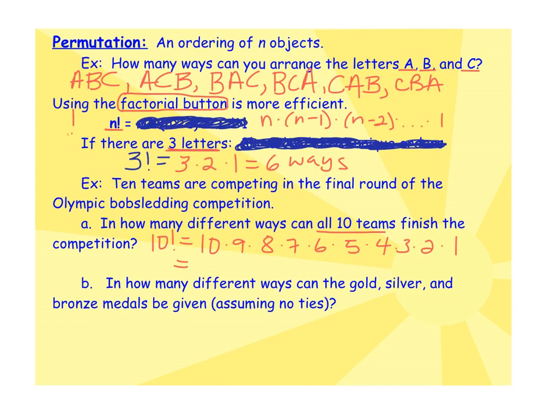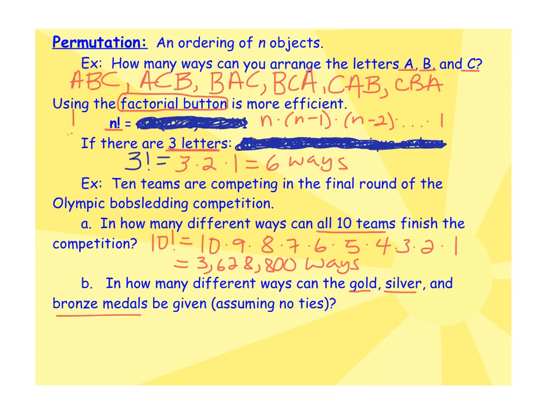Either way, you're going to get 3,628,800 different ways all 10 teams could finish in that bobsledding competition. Seems like that's a lot, but it quite actually is. Now it says, let's get more specific. In how many ways can the gold, silver, and bronze medals be given, assuming there are no ties?